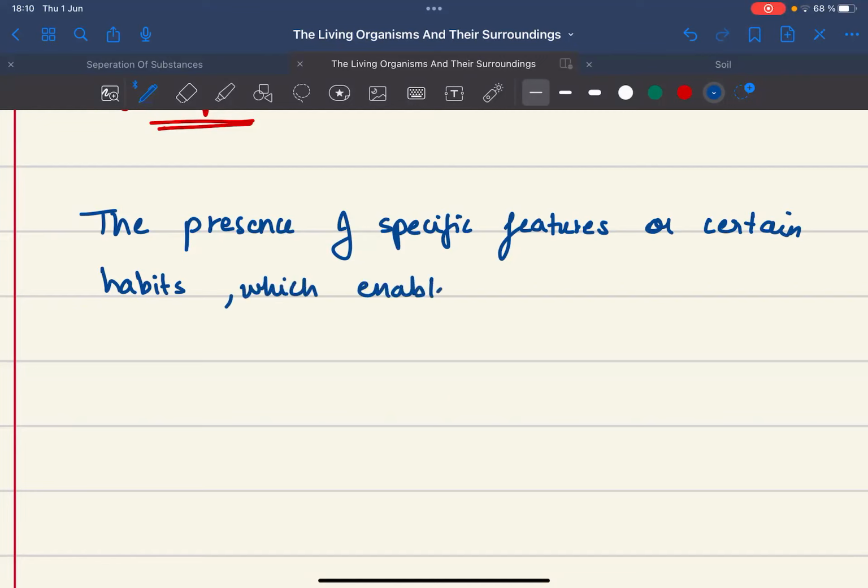Ma'am, homework. No, this is a definition.